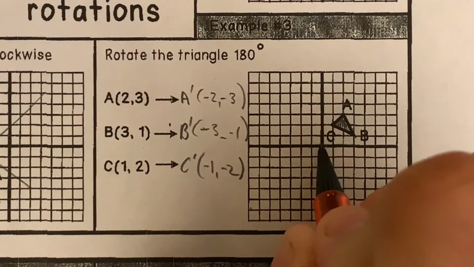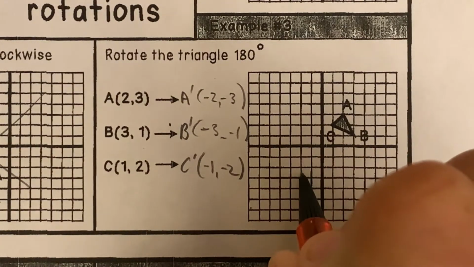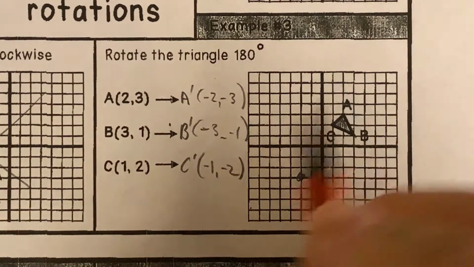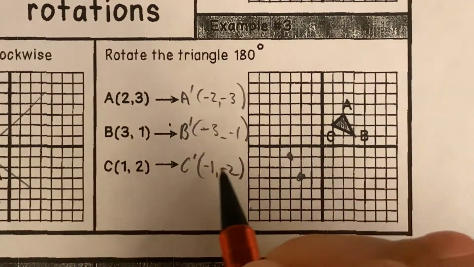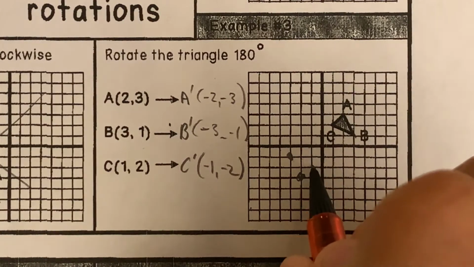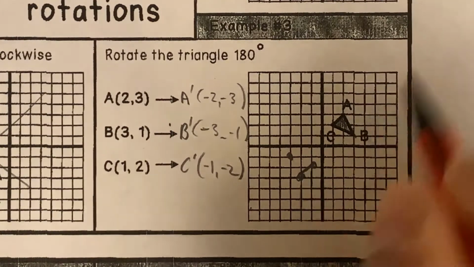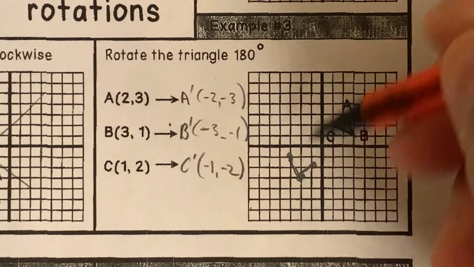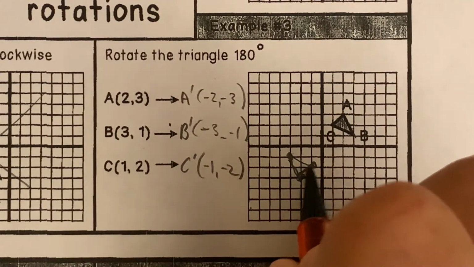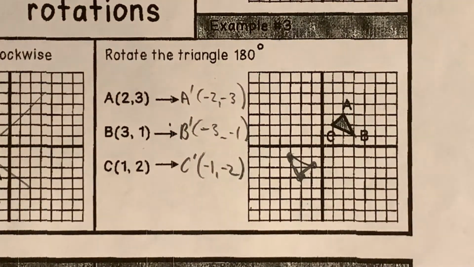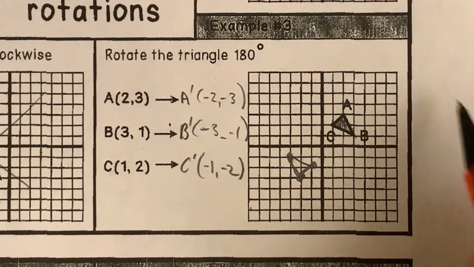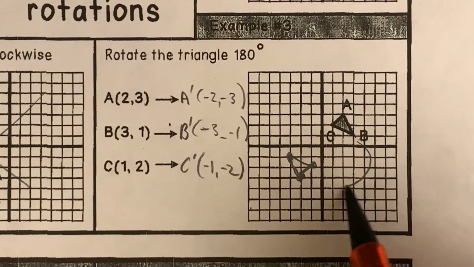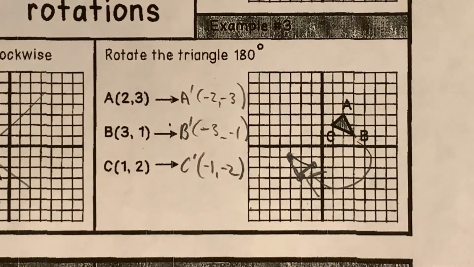So let's try it. -2, -3 is right here. -3, -1. And then -1, -2. It's kind of hard to see because these are so small. But look at that. That is exactly the same shape, just flipped around, pointing the other way. You can go either way, but you can go this way like this. So, like that.